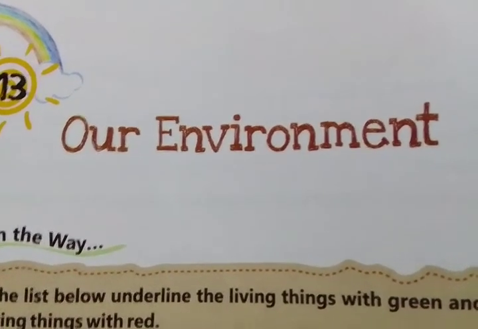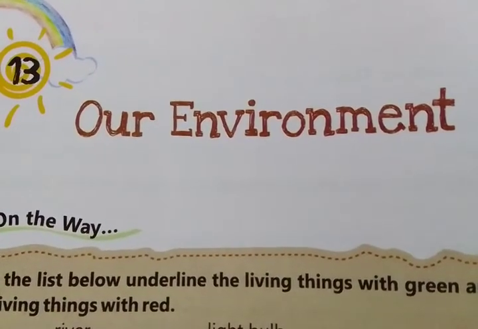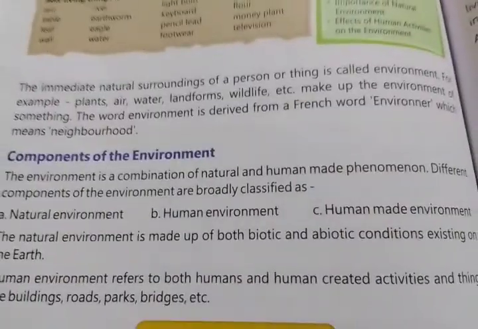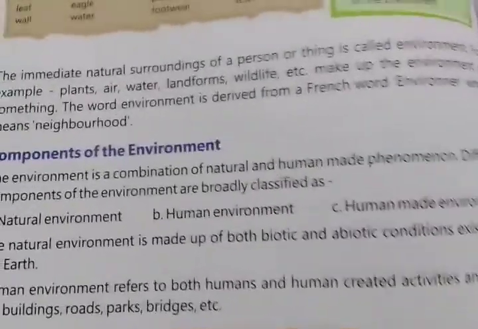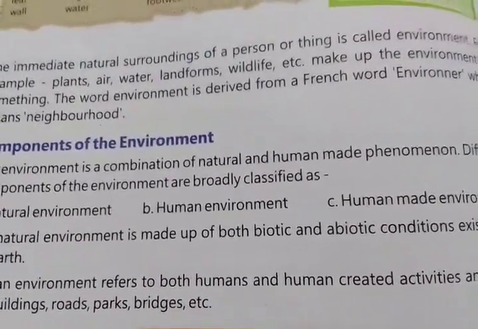So what is environment, you know? The immediate natural surroundings of a person or thing is called environment. And in our environment there are plants, air, water, landforms, wildlife and so many things.